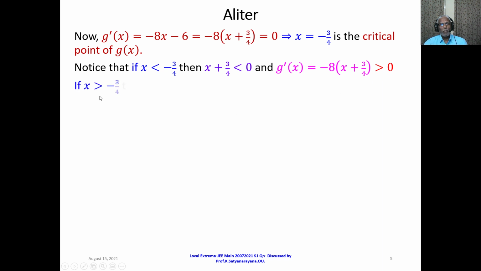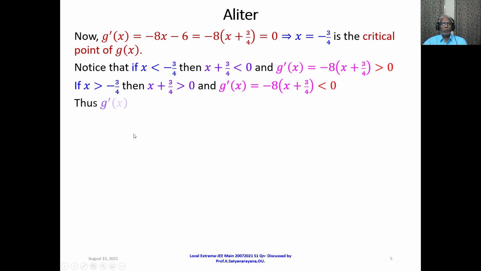Consider the other case. If x is greater than minus 3 by 4, then x plus 3 by 4 is positive. And g prime x is equal to minus 8 times x plus 3 by 4 is negative. Why? x plus 3 by 4 is greater than 0, minus 8 is less than 0, and less than 0 multiplied by greater than 0 is less than 0. It is negative. So, as x is moving across minus 3 by 4, the sign of g prime x is changing from positive to negative. Thus g prime x changes its sign from positive to negative at x is equal to minus 3 by 4.